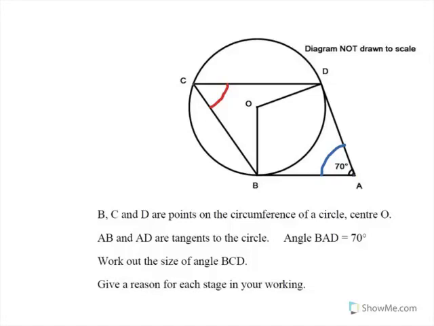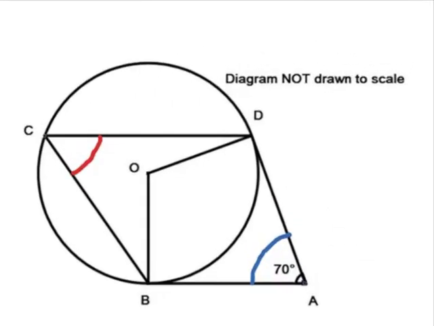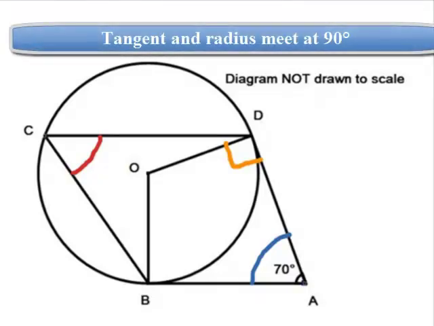Right. Well, the question says that AB and AD are tangents to the circle, so it means that the tangent and radius property comes into play here. OD is a radius and AD is a tangent, so the angle ODA is a right angle, it's 90 degrees. The reason? Tangent and radius meet at 90 degrees. Similarly, OB is a radius and BA is a tangent, so the angle OBA is also a right angle.